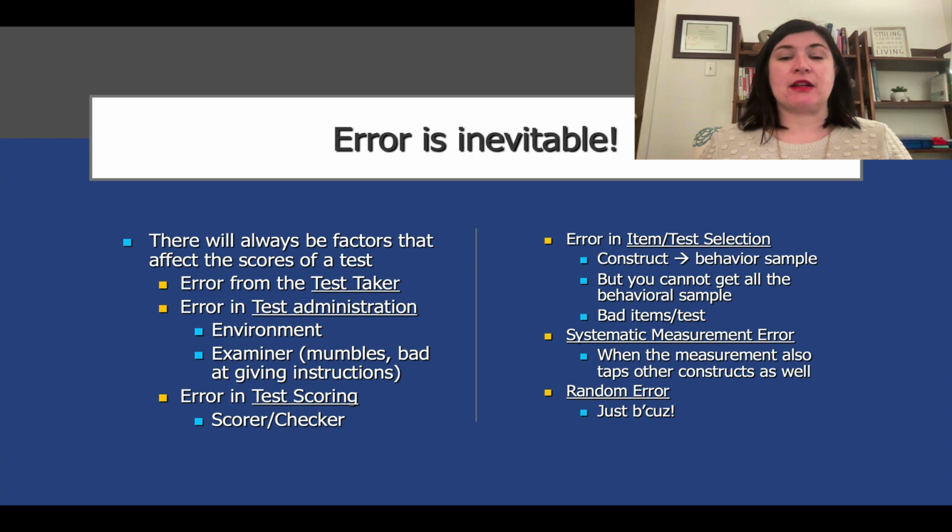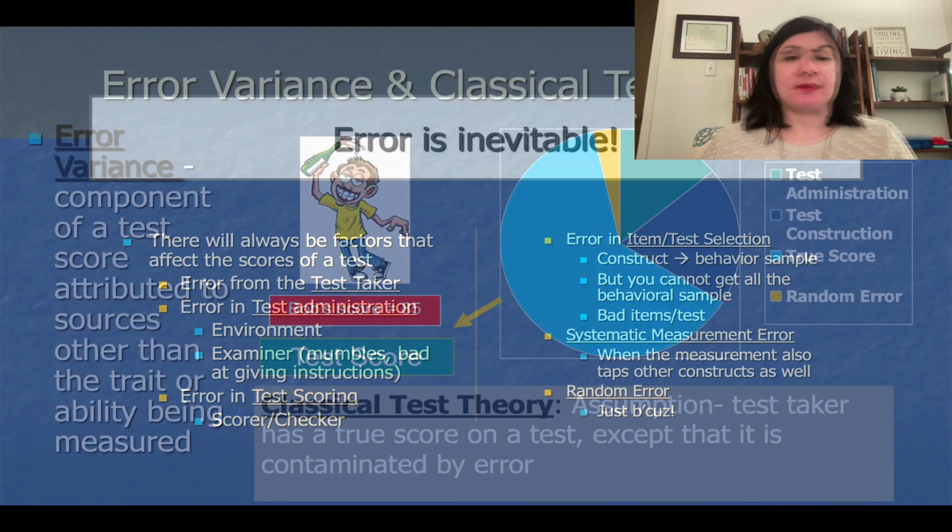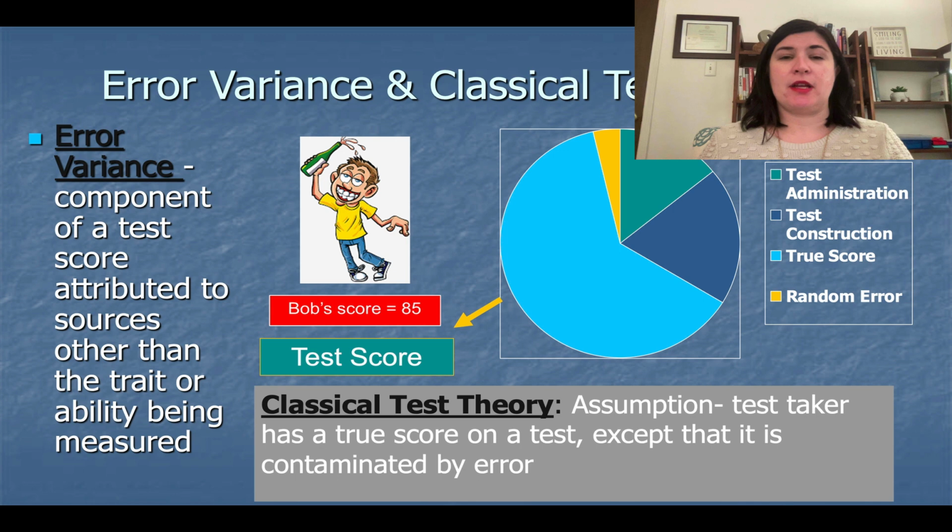Then there's systematic measurement error. This is when the measurement also taps other constructs as well. So it's measuring other things that it wasn't intended to measure. And then there's just random error that just happens. So when we're evaluating whether a test was good or not, we're also looking for error variance. This is the classical test theory. Error variance is a component of a test score attributed to sources other than the trait or ability that is specifically being measured.